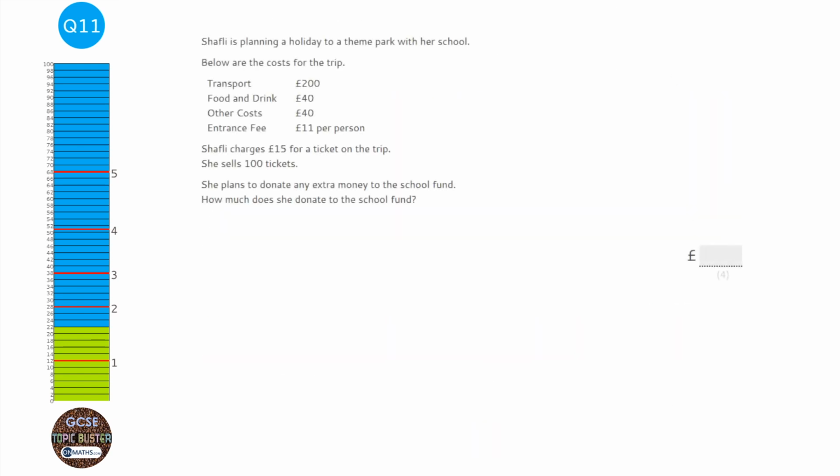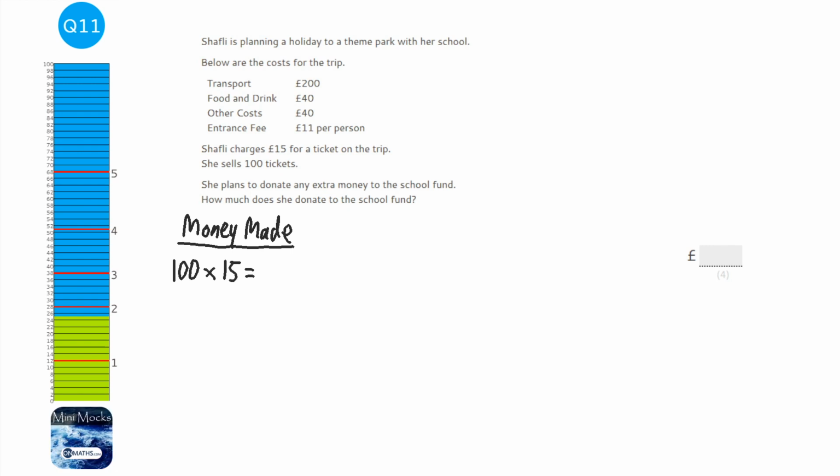Okay, so this seems quite a complicated question, but it's one of those questions that if you break down, each step is a little bit easier than you think. So the first thing I would do is I would work out how much money that Shafi's making. So she's charging £15 a ticket and she sells 100 tickets. So it's going to be 100 times 15, which is going to be 15 with 2 zeros. So that's the amount of money she's making.